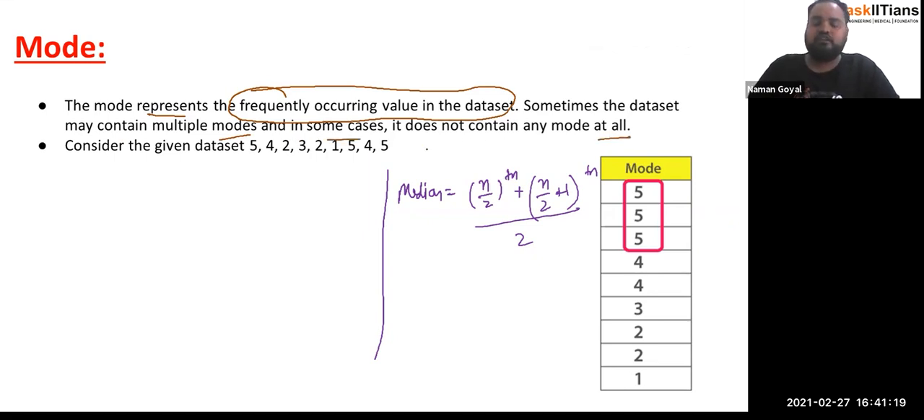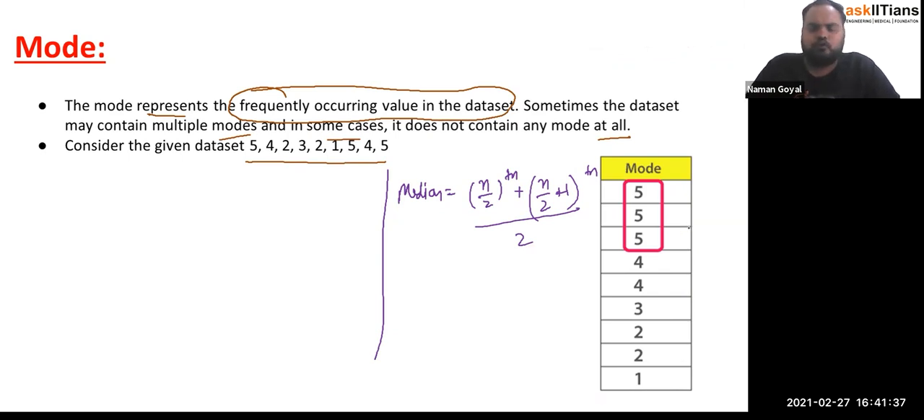So if in any data 5 comes 3 times, 4 comes 3 times, 3 comes 3 times, and so on, then in that data there is no mode. If we have data like this, we can arrange it either in ascending order or descending order. It is for your convenience.